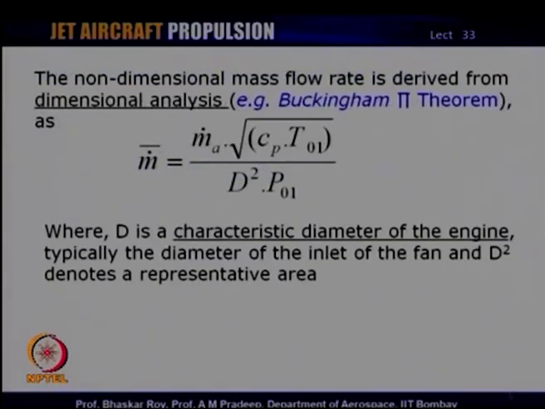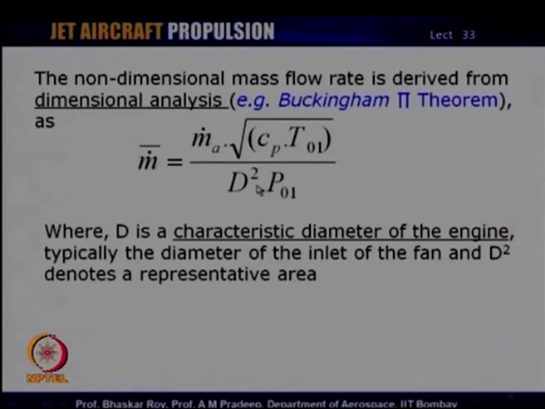So, the non-dimensional mass flow can be derived. One can sit down and derive it. It is not a very big problem really, from the dimensional analysis, which many of you may have done in your other courses, which is popularly often known as the Buckingham Pi theorem. And if you do that, then the non-dimensional mass flow rate can be derived and written down as m dot bar, the non-dimensional mass flow rate, equal to m dot A into root over Cp into T01, divided by d square into P01.